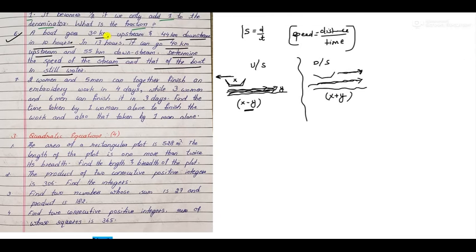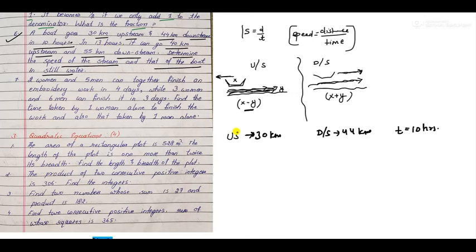A boat goes 30 km upstream. So upstream it is given as 30 km, correct? And 44 km downstream. What is the time it's taking? It is taking 10 hours. So how are you going to write this in expression form?